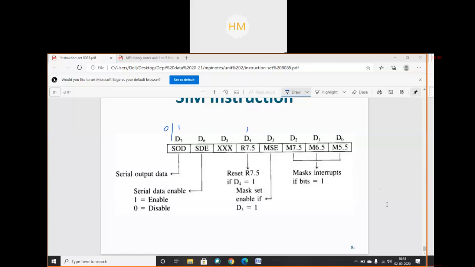Yes, students. After writing the SIM instruction, what will happen? Which interrupt is masked: 7.5, 6.5, 5.5? 0E hex, what will we do? We will change it into binary bits in the form of zeros and ones, which your machine understands. Please respond, students. These are very important topics. Theory notes can be asked, programming can be asked. If you don't get this instruction, how will you write the program? Okay, Priyanshi, this is perfect: 0000 and 1110.